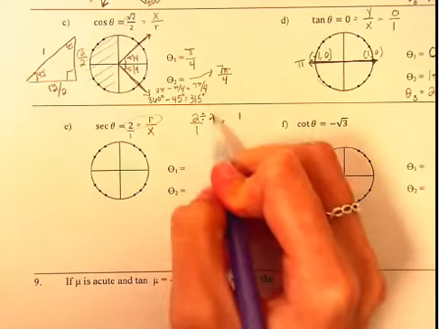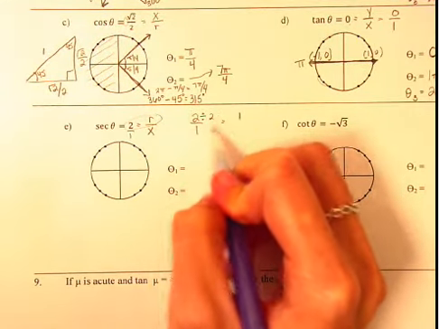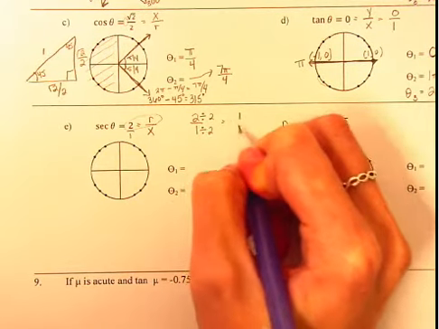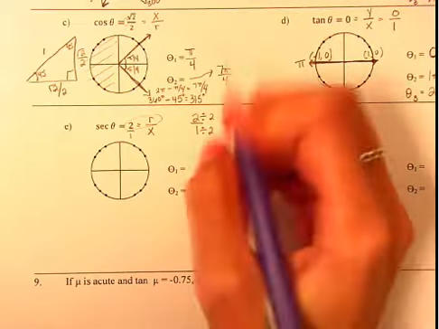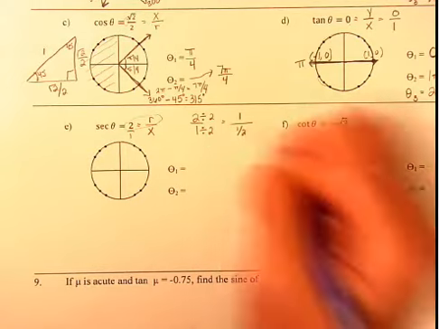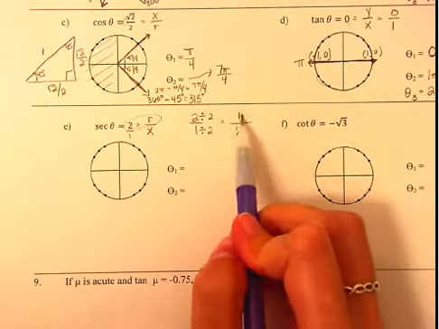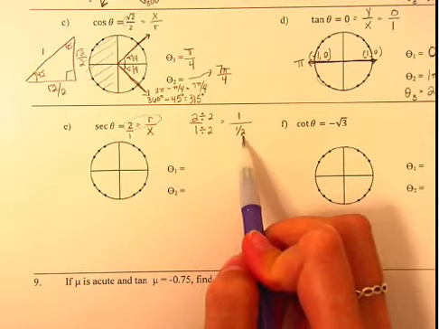But if I divide the top by a number, I also have to divide the bottom by the same number. So that becomes 1 over 1 divided by 2, which is 1/2. And now we can see our r and our x value.